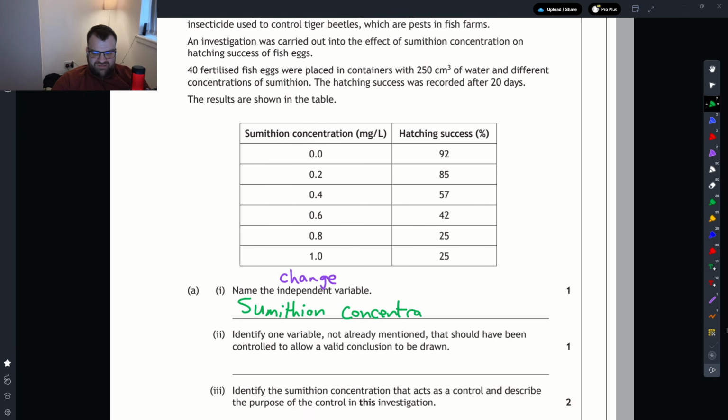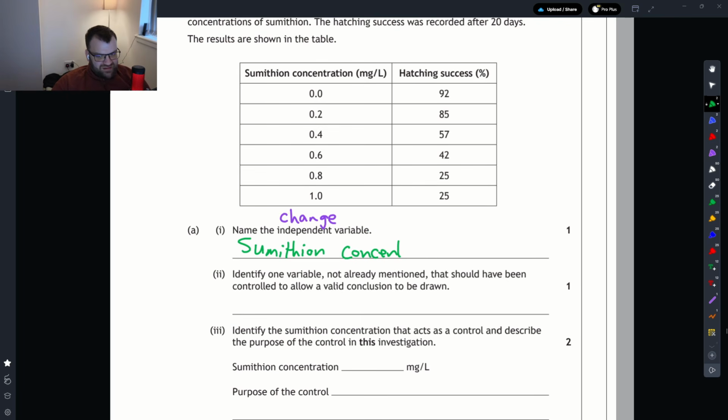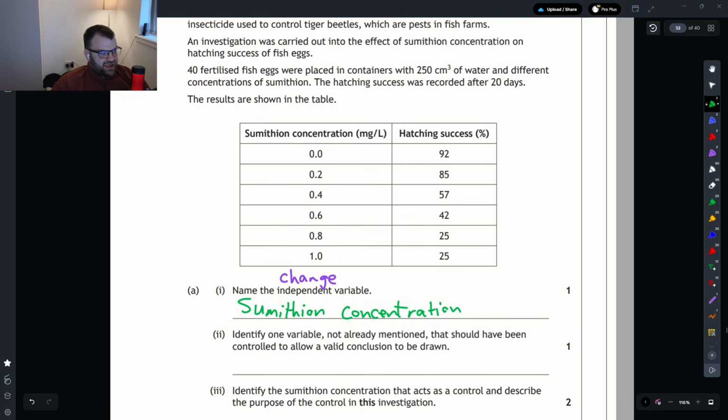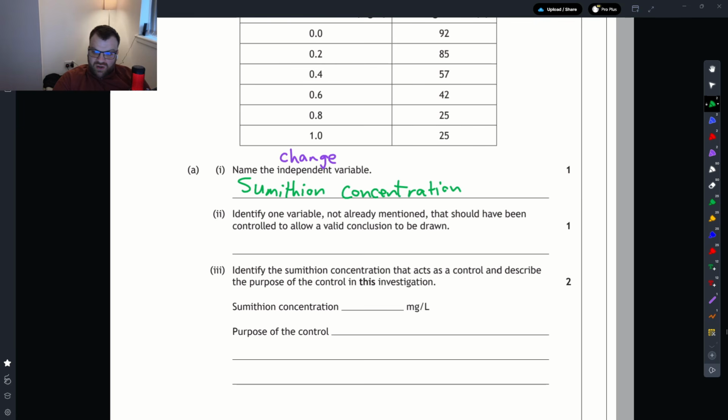Concentration. If the table has been put together correctly, that should be the left-hand side, what you're changing, and then what you're looking at to see what effect our change has had. Something else. So we're thinking about other things that can have an impact on the experiment. So hatching success, well, the temperature of the water is something that can affect how well the eggs hatch or grow. pH as well.